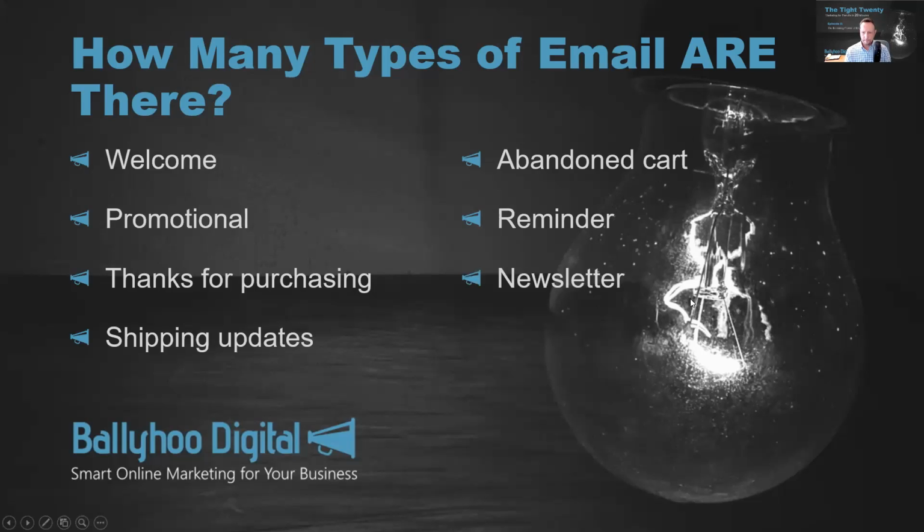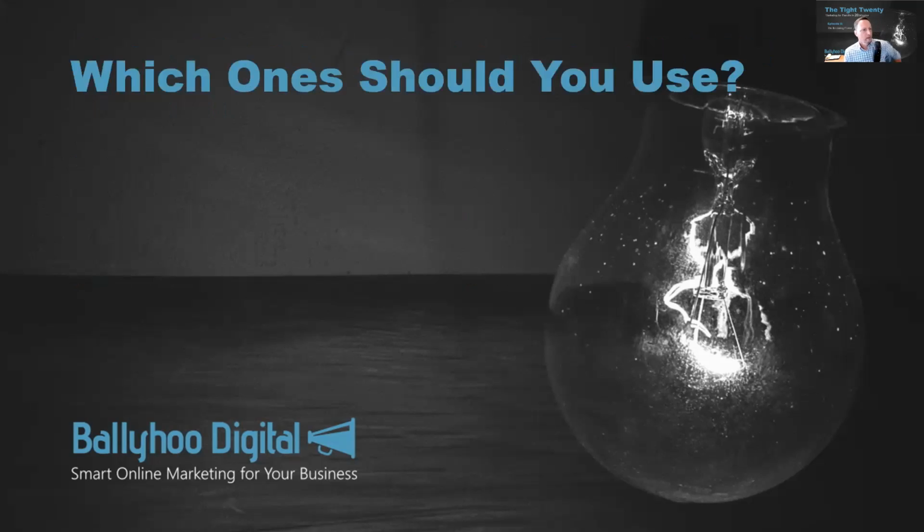The newsletter email, of course, we all know this one, newsletter or informational, where you can get people on a list and you send them things that could be news articles, it could be updates of any sort, things that people might find useful. For example, a newsletter email from Ballyhoo Digital might include, hey, here is a link to the most recent Tight 20 webinar. So which emails should you use?